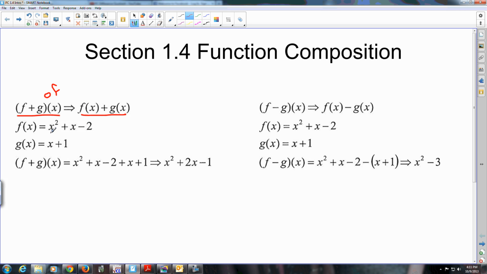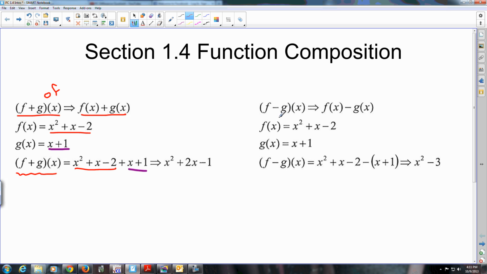So if you've got one function that's x squared plus x minus 2, and the other function is g of x, which is x plus 1, you're just going to take the two functions and add them together. So it's just a matter of collecting like terms. There's nothing really that special about it. It's just the notation of getting used to it. F plus g of x is take f of x and add it to g of x.